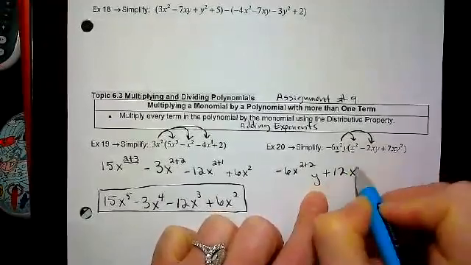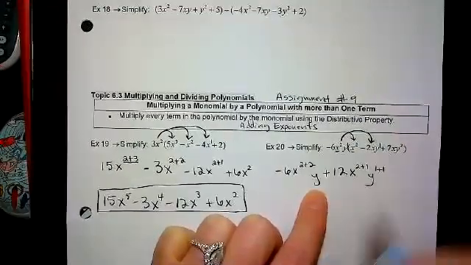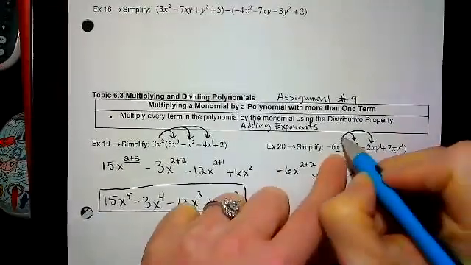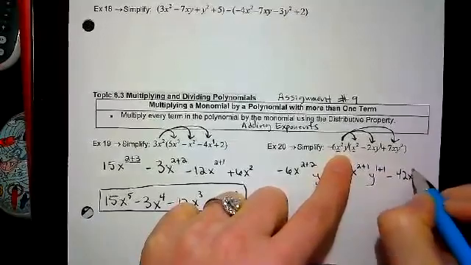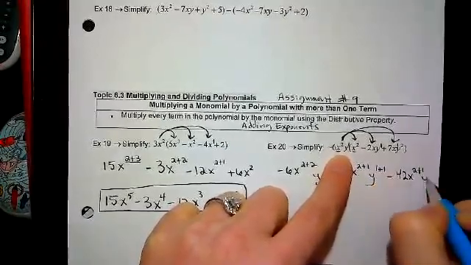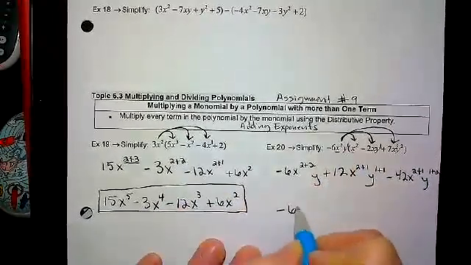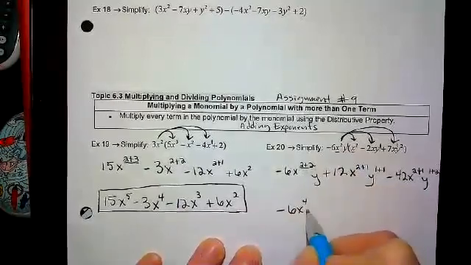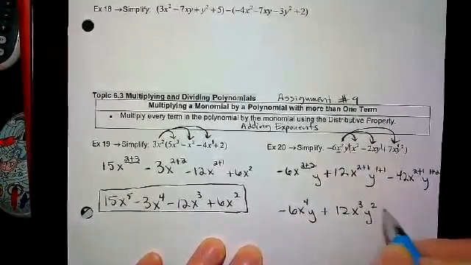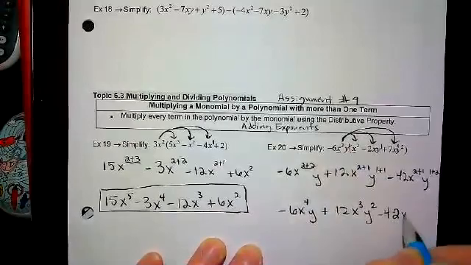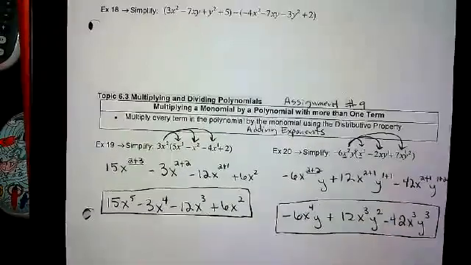So for x, you're taking 2 plus an understood 1. And for y, we have an understood 1 plus another understood 1. And negative 6 times 7 is a negative 42. And then our exponents, we're taking 2 plus an understood 1. And for y, an understood 1 plus 2. So we have negative 6x to the 4th and a y right beside there, plus 12x to the 3rd y squared, minus 42x to the 3rd y to the 3rd. And we would just leave our answer just like that.